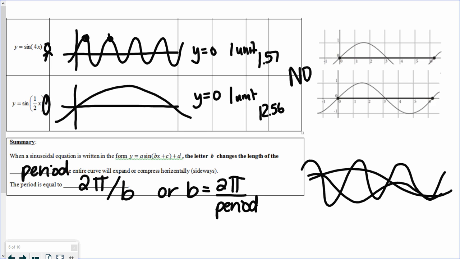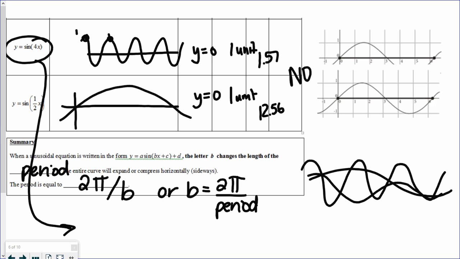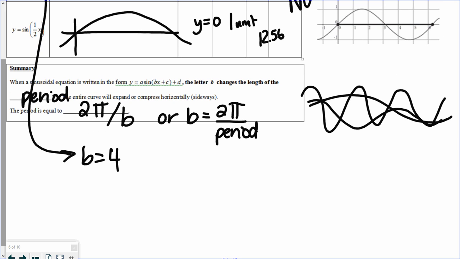So looking at what that means in terms of the context of the questions, sorry, why won't it let me erase? So for the third graph, let's look at what that means. b is equal to 4 in this case. The period isn't equal to 4, right? The period is definitely not equal to 4. So b is equal to 4.